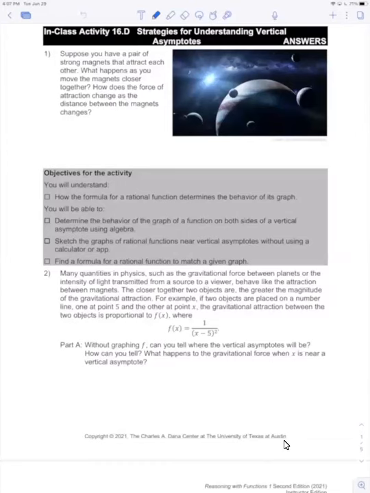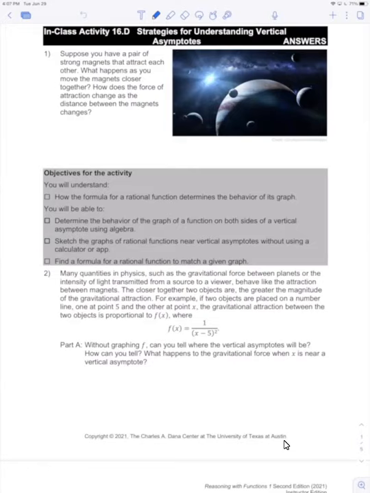In class activity 16D, 1. Suppose you have a pair of strong magnets that attract each other. What happens as you move the magnets closer together? How does the force of attraction change as the distance between the magnets changes?